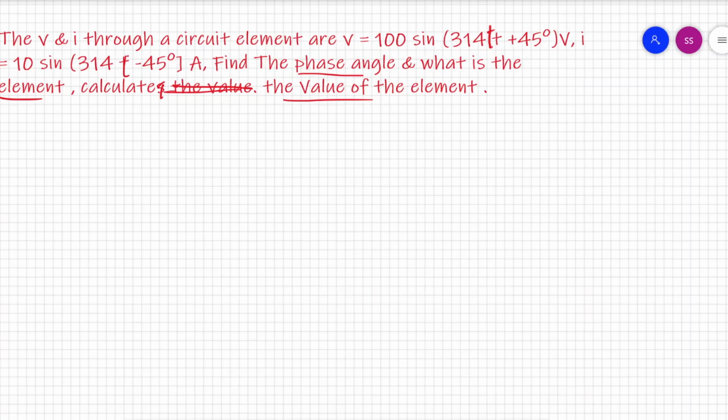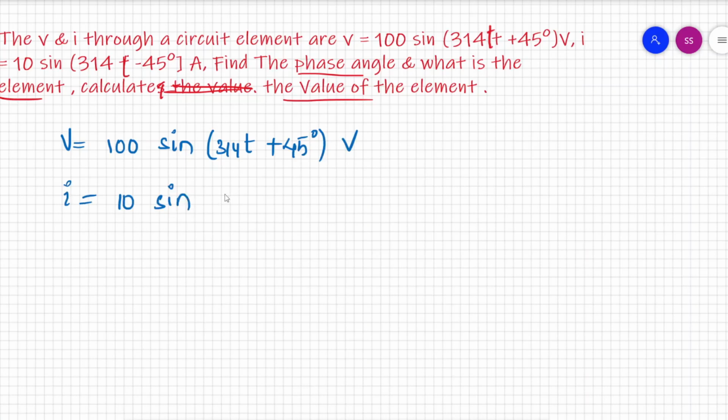So I am calculating. Here we are given voltage and current waveforms. Voltage is 100 sine 314t plus 45 degrees volts, and current is 10 sine 314t minus 45 degrees amperes.